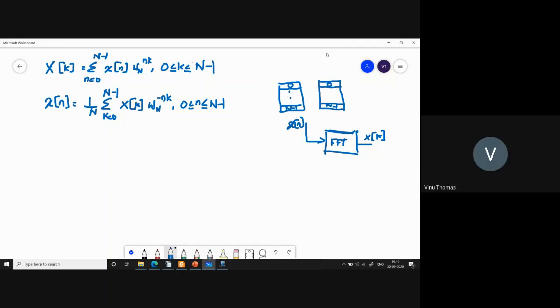So you have a real array for X of k, that's the real part of X of k, and the imaginary part of X of k is stored here. You just need 2n memory locations.